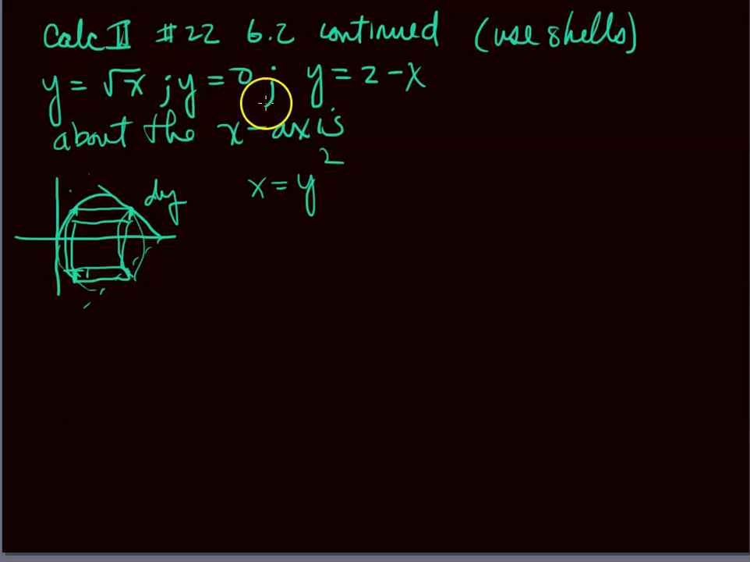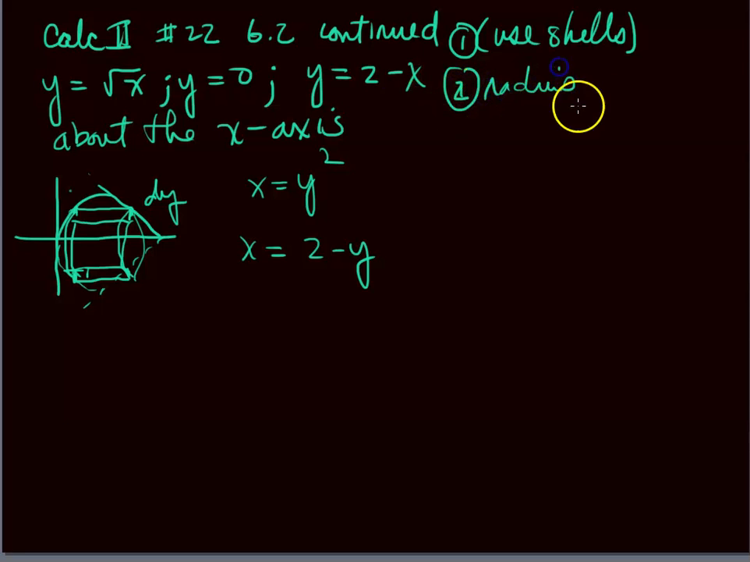Here, we don't have to worry about y equals 0. But this one is x equals 2 minus y. Sort of add x, subtract y. Now, we need to use shells. I guess that's our first step. The second step, we need the radius, which is this height here.